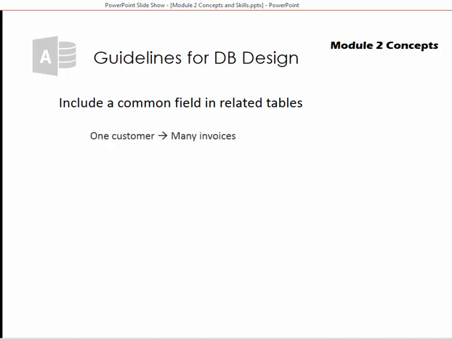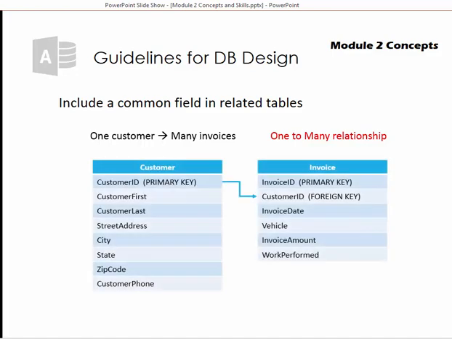With this in mind, one customer can have many invoices, and the relationship between the 2 tables, therefore, is what's called a one-to-many relationship. To create the relationship between the 2 tables, we need to include a common field in the related table. The related table in a one-to-many relationship is the many table. For our simple database, this will be the invoice table. The common field is also known as a foreign key, and the foreign key will be related to the primary key in the one table. With this database, we would add customer ID as a foreign key in the invoice table. By doing this, a customer can have many invoices in the invoice table.